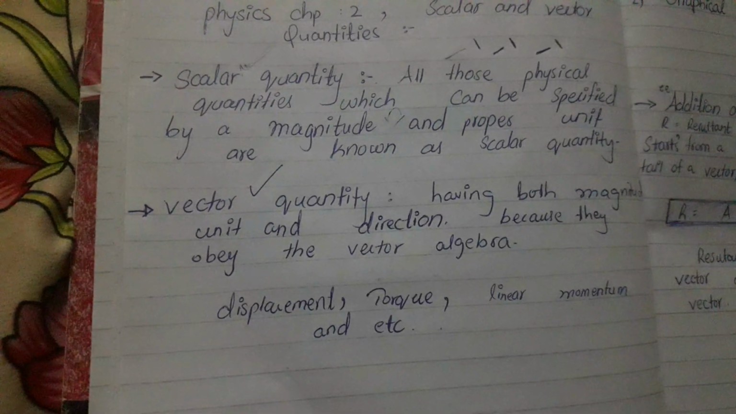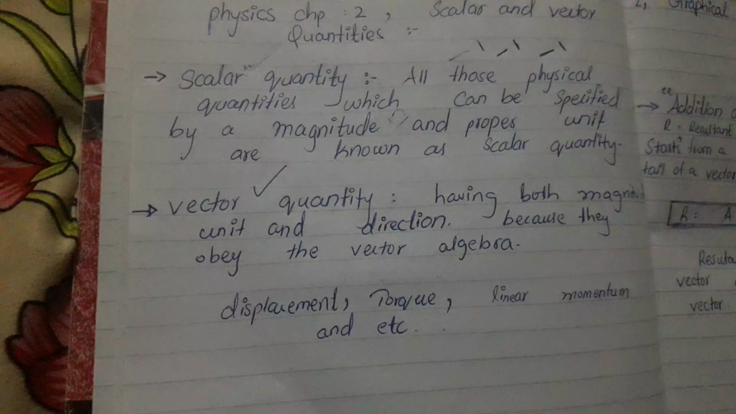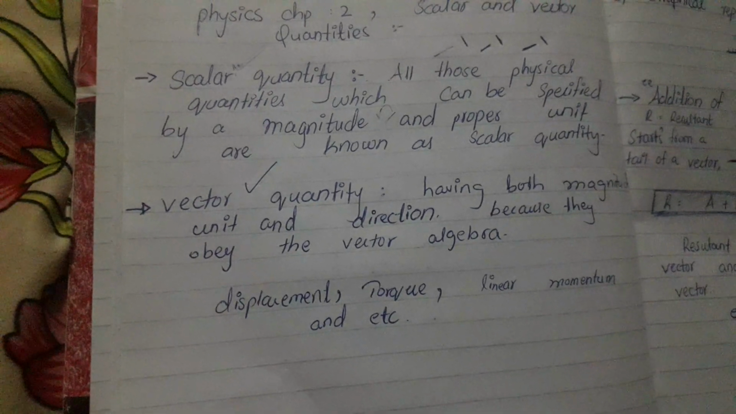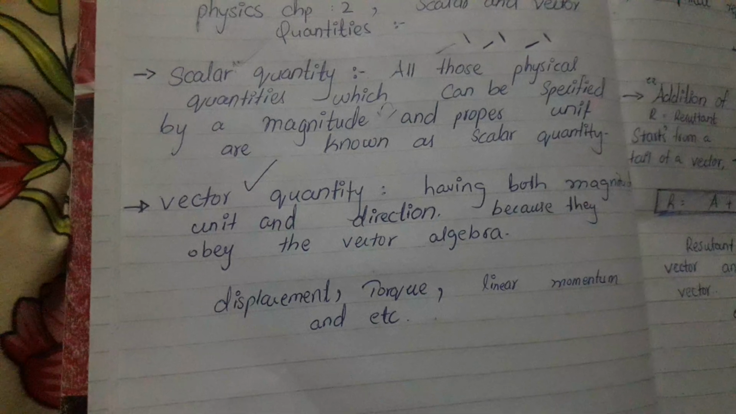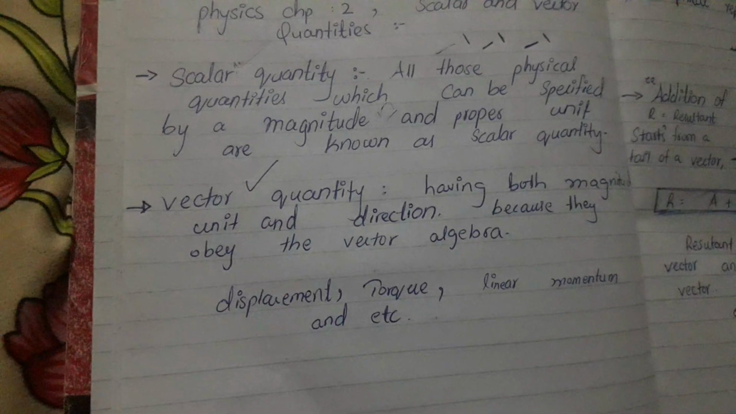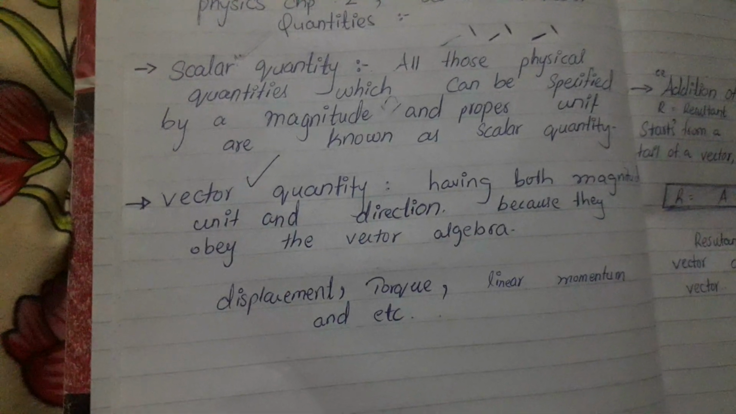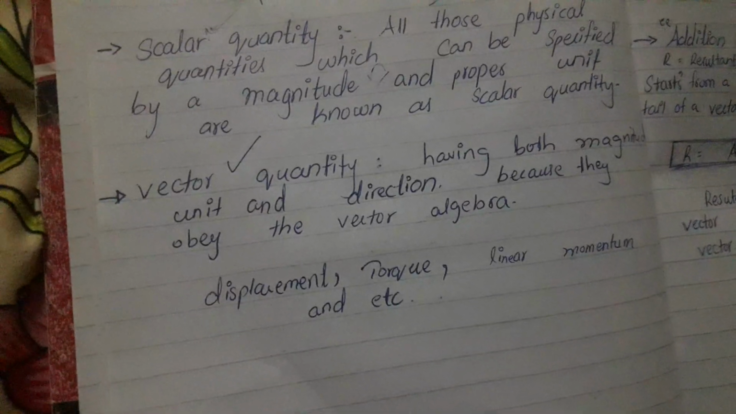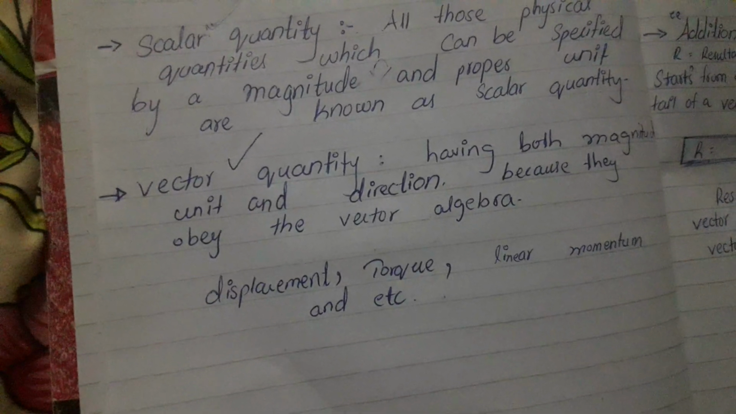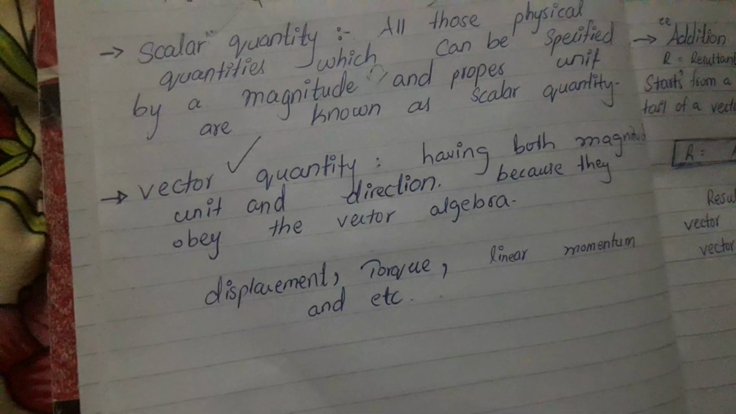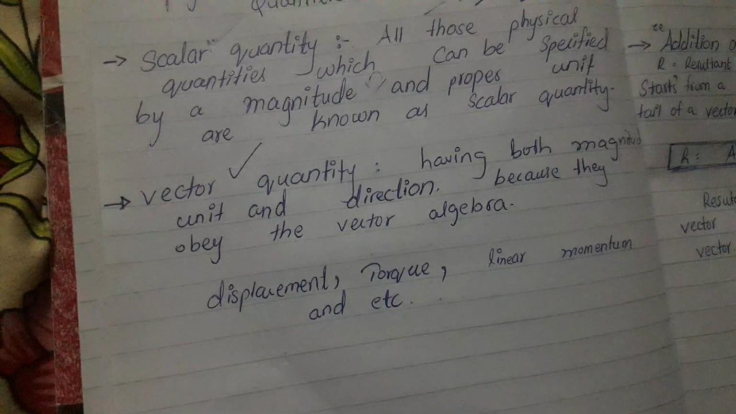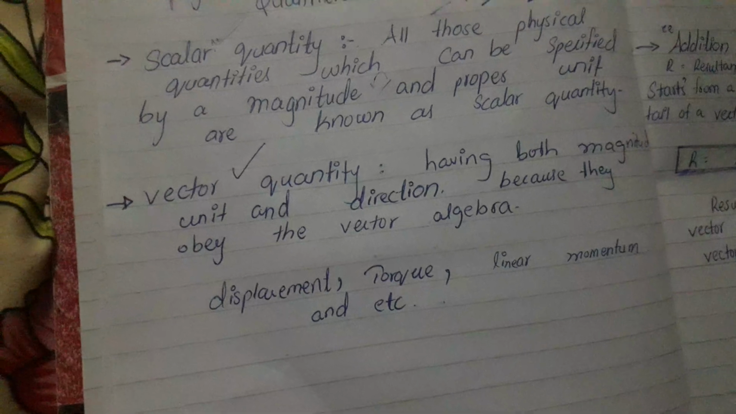Meanwhile, the vector quantity, as the word vector describes direction, means it's having magnitude, unit, and direction all in three, right? Because they obey the vector algebra. What the vector algebra says is that a thing, a place, a rotation, all the directions, all certainties that are counted in a direction is known as a vector.